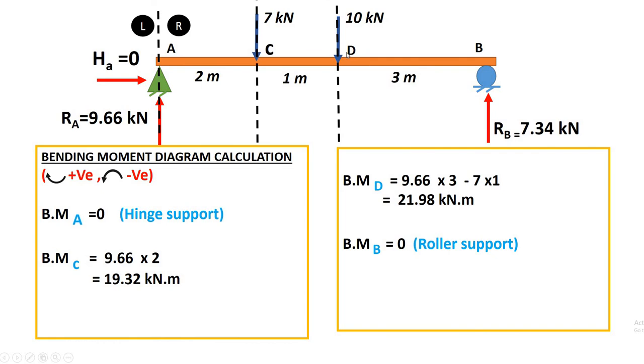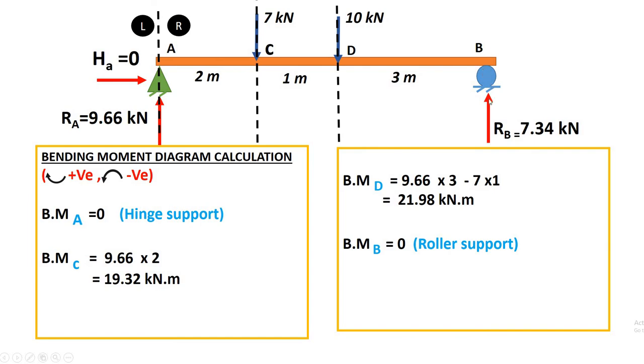Now our reference point is D. So you have to take moment of all forces about D point, but remember we are considering the left part only, that is the AD part. So 9.66 into 3, and the moment is clockwise, minus 7 into 1 because this moment is anti-clockwise. So the bending moment at D is 21.98 kilonewton meter.